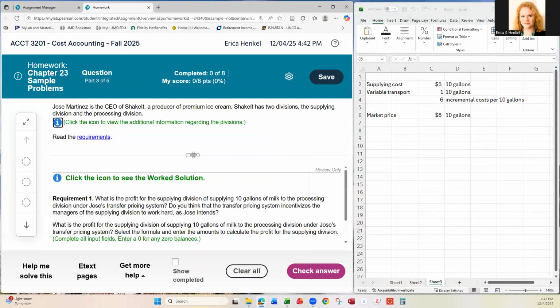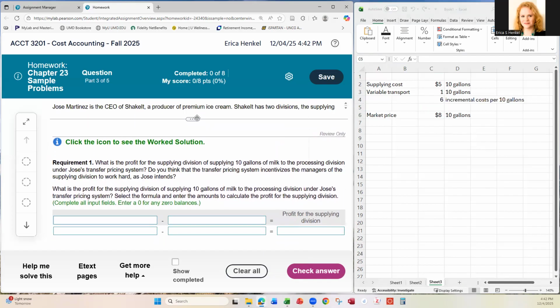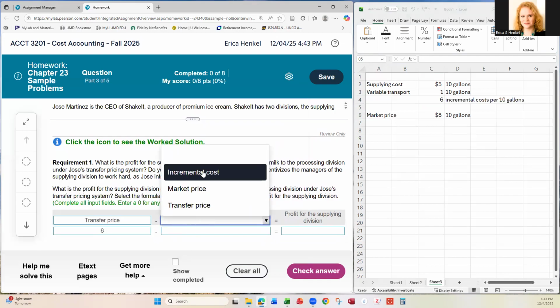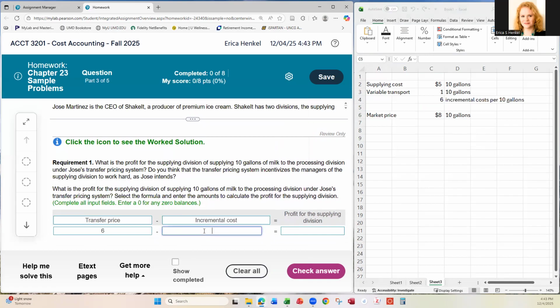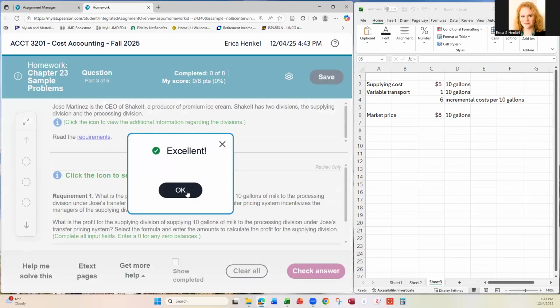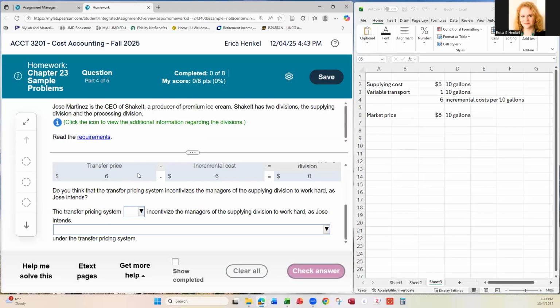All right, so what is the profit for the supplying division of supplying 10 gallons of milk to the processing division under Jose's transfer pricing system? Okay, so the transfer price here is going to be that $6 cost, and the incremental cost here is also the $6 cost. They're saying if we transfer this at cost, that's the cost that they're getting, $6. So there's no profit being generated here, because that's the price that it's going out of the supplying division.